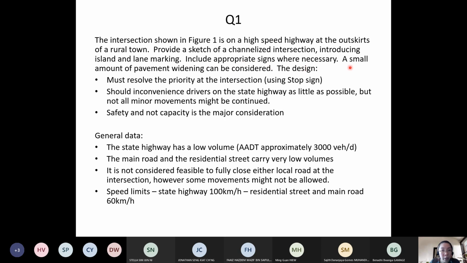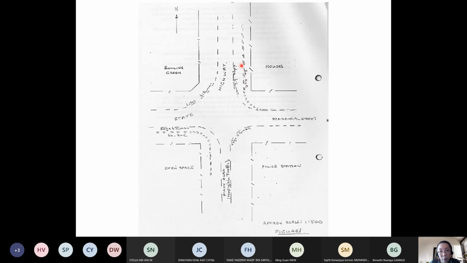All right. A small amount of pavement widening can be considered, and that's why just now I briefed you on this. Okay. So the edge of bitumen currently is paved up till here, but should you need to expand it a little bit, you may do so. This is the limit of where the road reserves are.